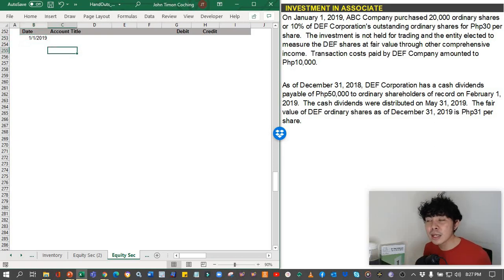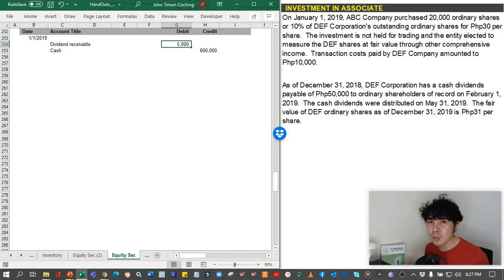Kaya ang journal entry natin will include credit cash for 20,000 ordinary shares. Kasi yun yung binili nating ordinary shares, 20,000 times 30 pesos. That is 600,000 pesos. Then, tayo ay magde-debit ng dividends receivable for 5,000 pesos.